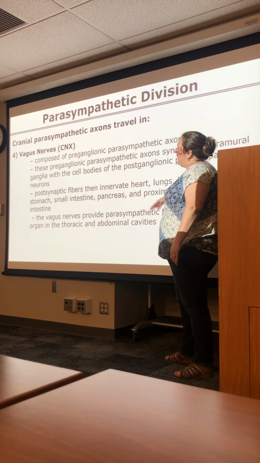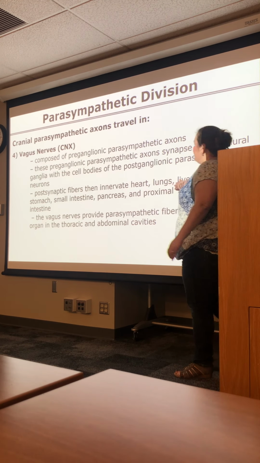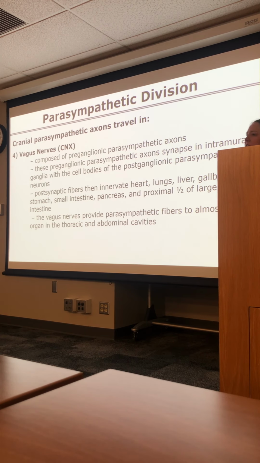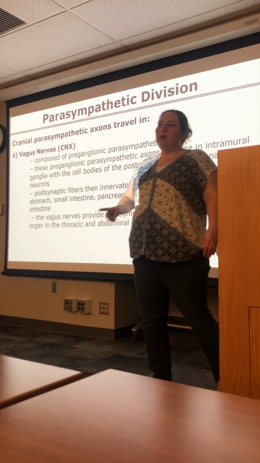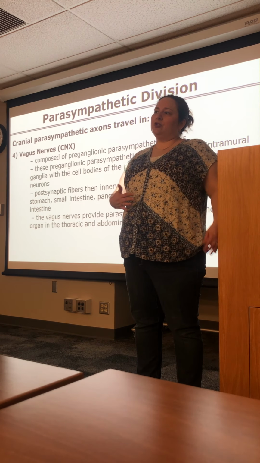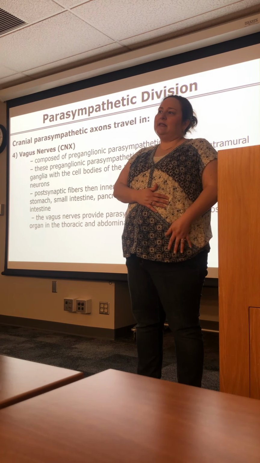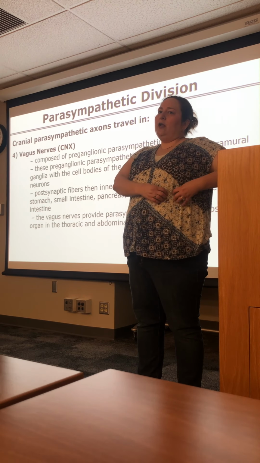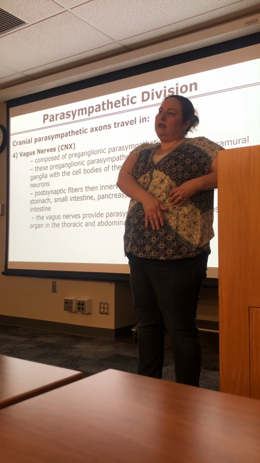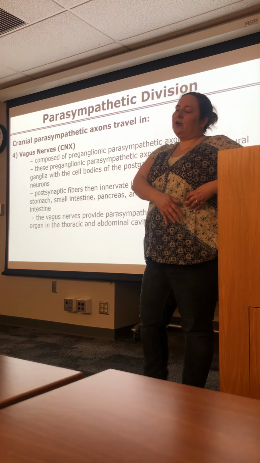These postganglionic parasympathetic fibers innervate things like the heart, lungs, liver, gallbladder, stomach, small intestine, pancreas, and the proximal 1/2 of the large intestine. So remember the large intestine? We started with the cecum. We went through the ascending colon and then the transverse colon, and then the descending colon and so forth. Right over here near the spleen, this is known as the splenic flexure, where it turns and heads inferior.